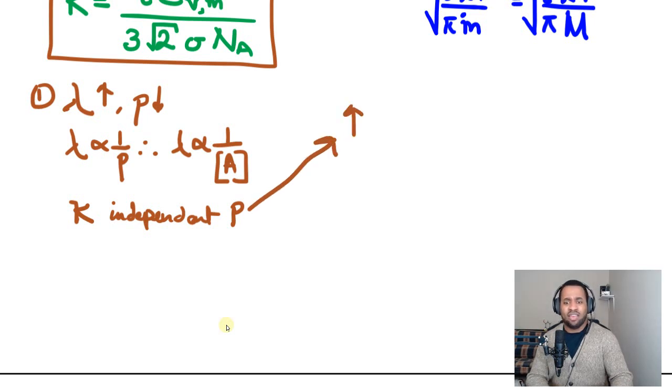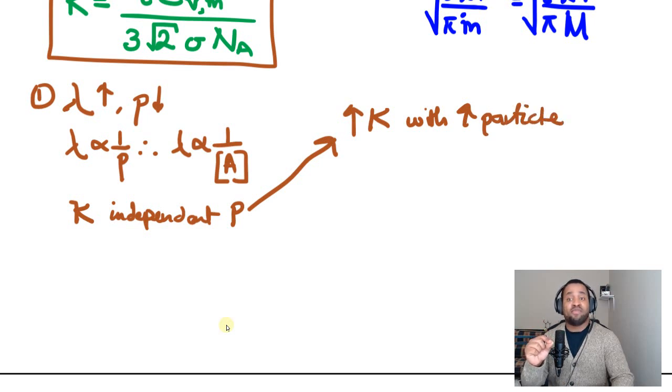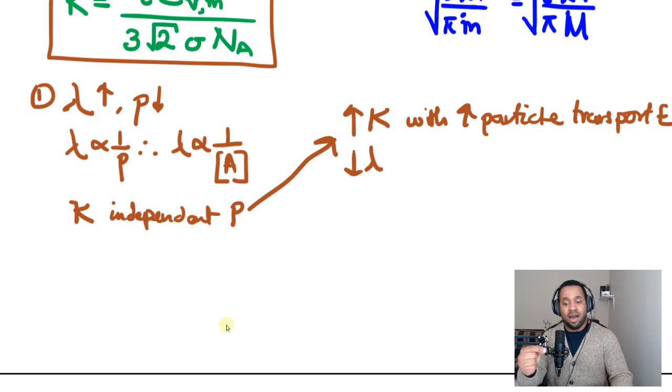When we have an increase in k, the coefficient of thermal conductivity, this relates to more particles, so an increase in particles that will transport energy. And once you have more particles transporting energy, the decrease in lambda, the mean free path, leads to energy not being carried over long distances.